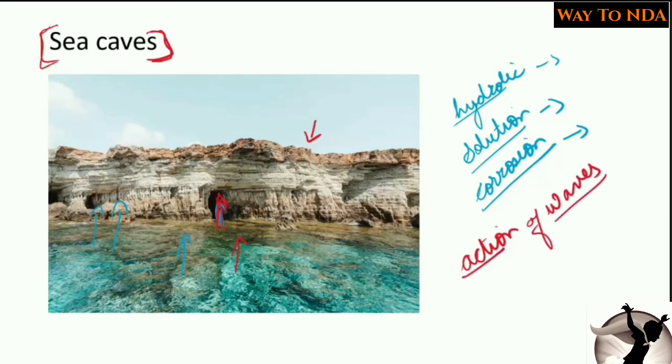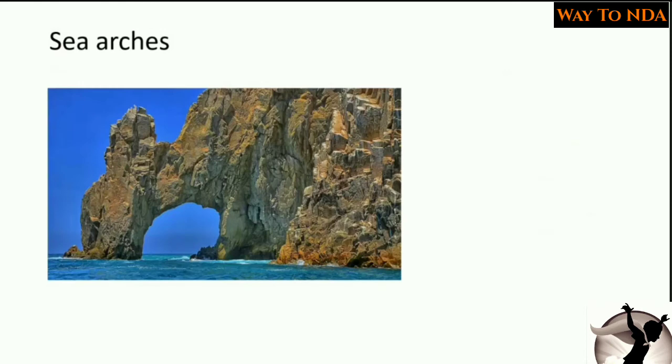Okay, action of waves. Now we will see what is sea arches. Sometimes the sea caves which were formed may be on the outer side of the cliff. So this was a cliff. Earlier this was a wholly covered cliff, and first this was a cave.